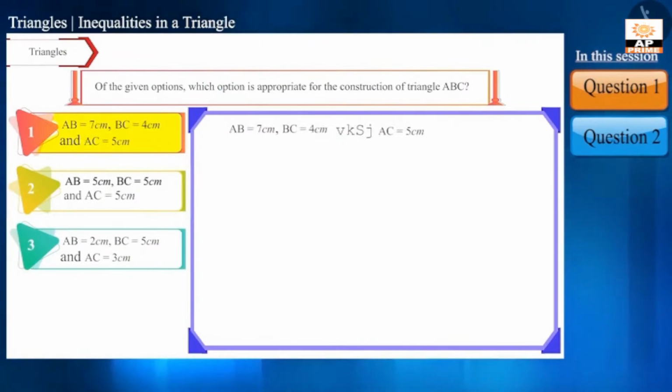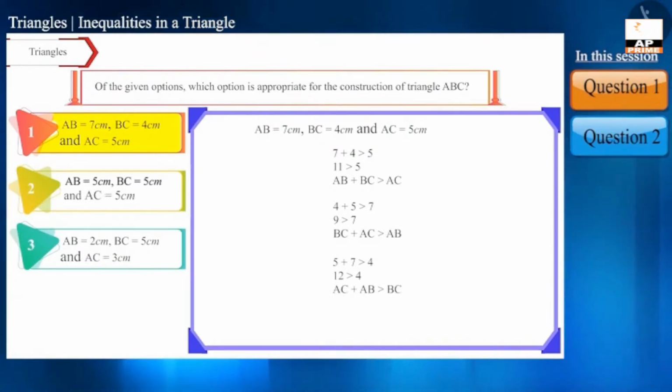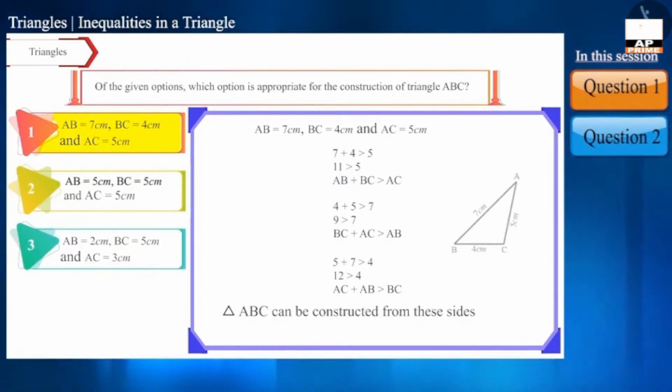Let's take the first option. The sum of side AB and side BC is greater than side AC. Similarly, the sum of side BC and side AC is greater than side AB. And the sum of side AC and side AB is greater than side BC. Therefore, triangle ABC can be constructed from these sides. Therefore, according to the question, this option is correct.